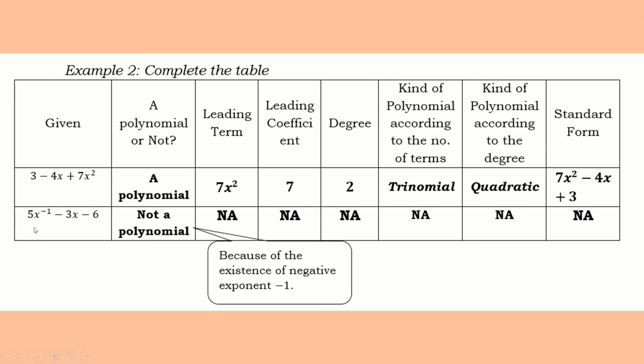How about this example? 5x to the negative 1 minus 3x minus 6. A polynomial or not? Of course, not a polynomial because according to our previous topic, an algebraic expression is not a polynomial when its exponent is negative. Always remember, it is a polynomial when the exponent is positive, and not a polynomial when the exponent is negative. The exponent must always be positive for us to call it a polynomial.